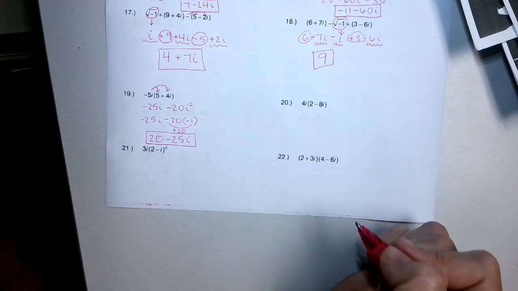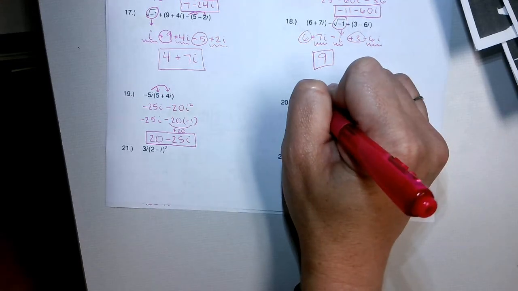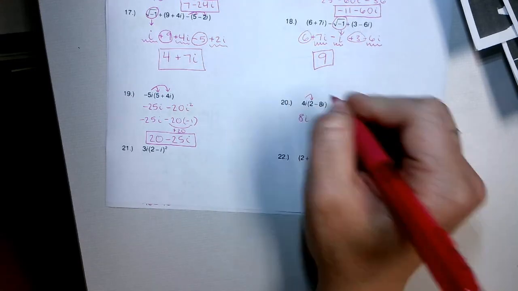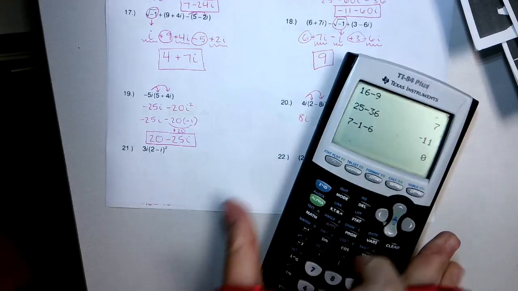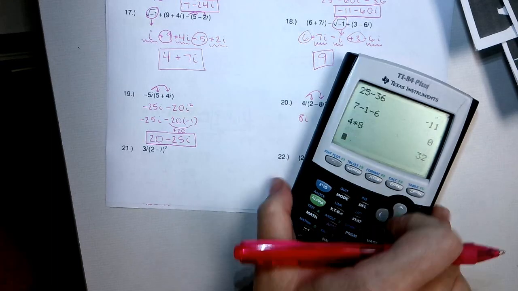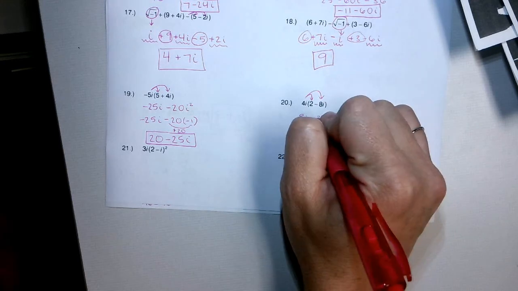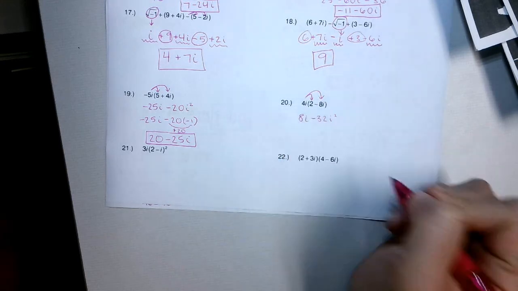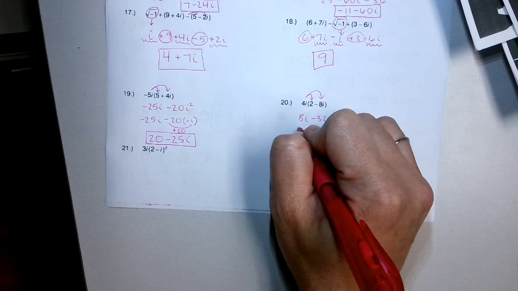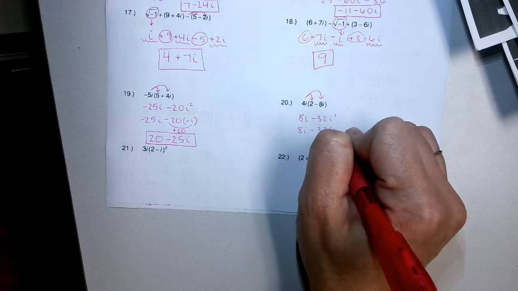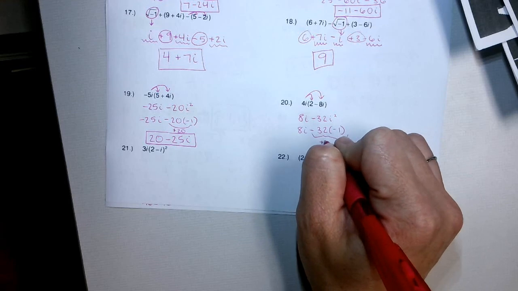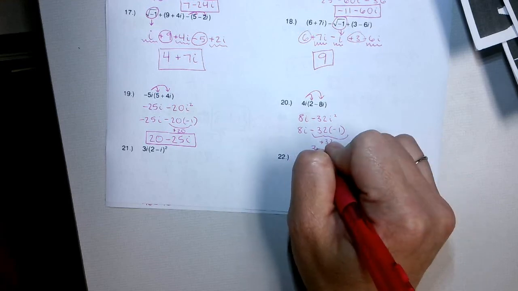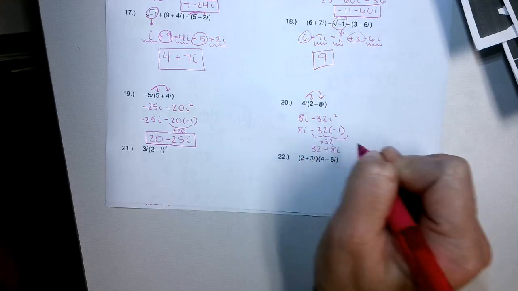So let's try that again. 4i times 2 is 8i. 4i times negative 8i. 4 times 8 is what? That's what I thought. Okay. Negative 32i squared. Well, that gives me 8i minus 32 times negative 1. 2 negatives makes a positive. So I end up getting 32 plus 8i because that's a positive 8.